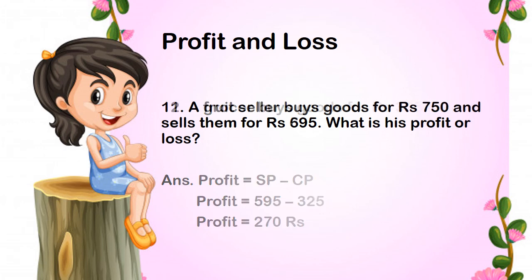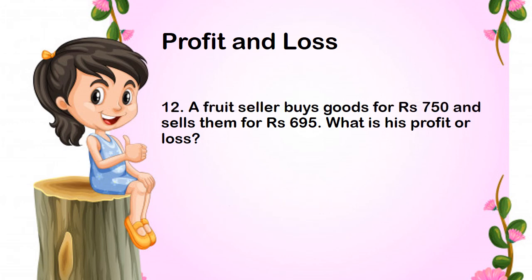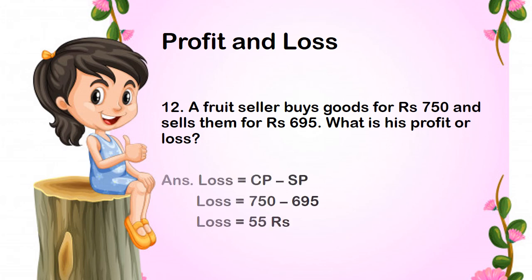A fruit seller buys goods for 750 rupees and sells them for 695 rupees. What is his profit or loss? Answer: here the cost price is greater than the selling price. So we need to find the loss. The loss is equal to cost price minus selling price, which is equal to 750 minus 695. 55 rupees is the loss.